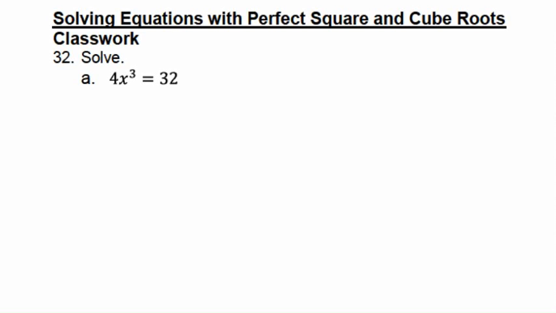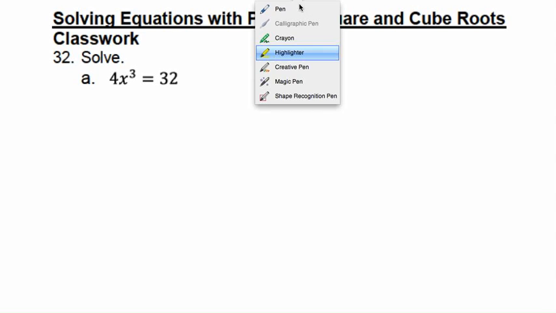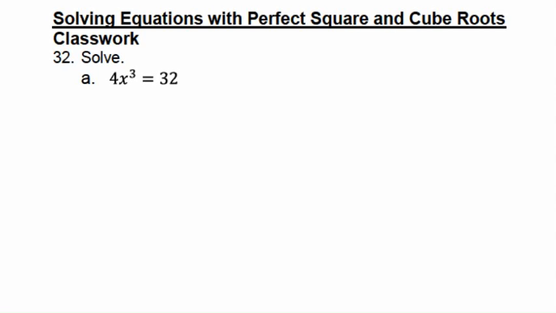Solving equations with perfect squares and square roots. So, we have an equation where we have to get the x by itself right here. We notice that there's a 4 in front and the x is cubed. This 4 in front is called a coefficient. It's being multiplied by the x cubed. So we have to get rid of that first.